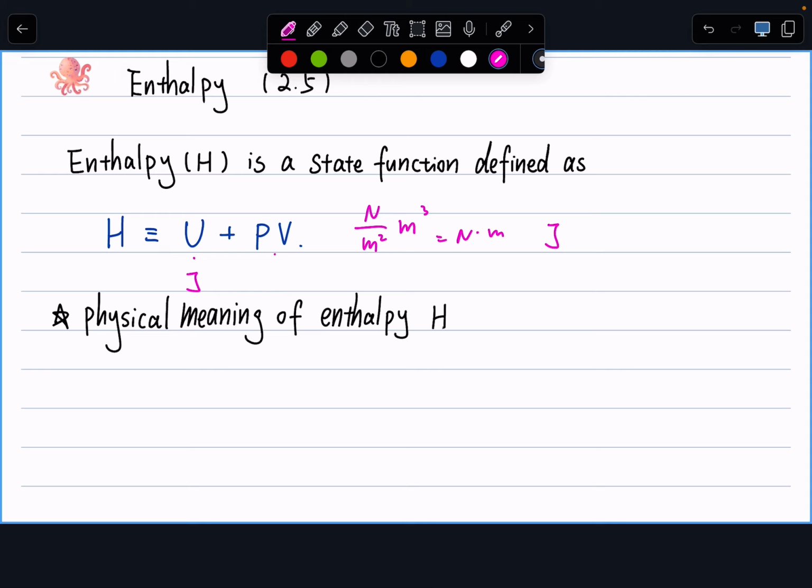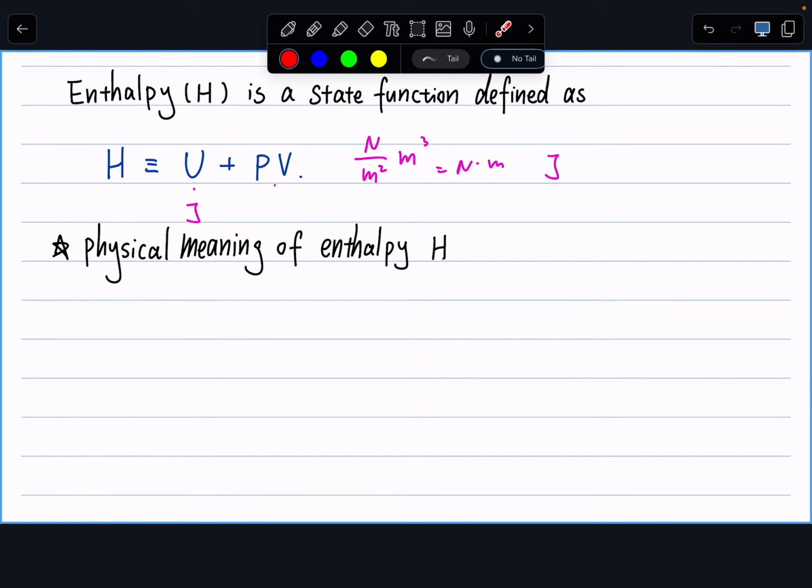So what exactly is enthalpy? We defined the state function, but what exactly is enthalpy? That goes to the physical meaning of enthalpy. In order to illustrate the physical meaning of enthalpy, we need to think about a special scenario, a reversible isobaric process in a closed system.